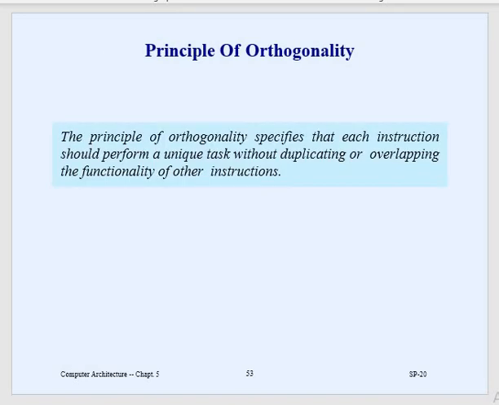And the last one, almost last one, is the principle of orthogonality. The principle of orthogonality specifies that each instruction should perform a unique task, without depending on, duplicating or overlapping the functionality of other instructions. So this is the principle of orthogonality.